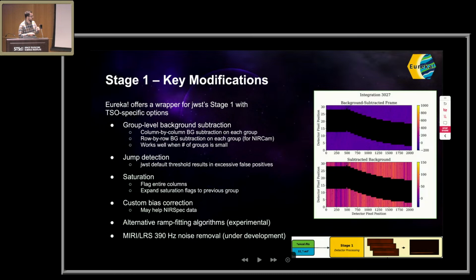We have a couple alternative ramp fitting algorithms, which I'd rate as experimental. They're not super well tested, but some people like to at least explore those. And then most recently, I've added some 390 Hertz noise removal code to get rid of this periodic noise in MIRI, which I heard is actually also under development for the JWST pipeline.